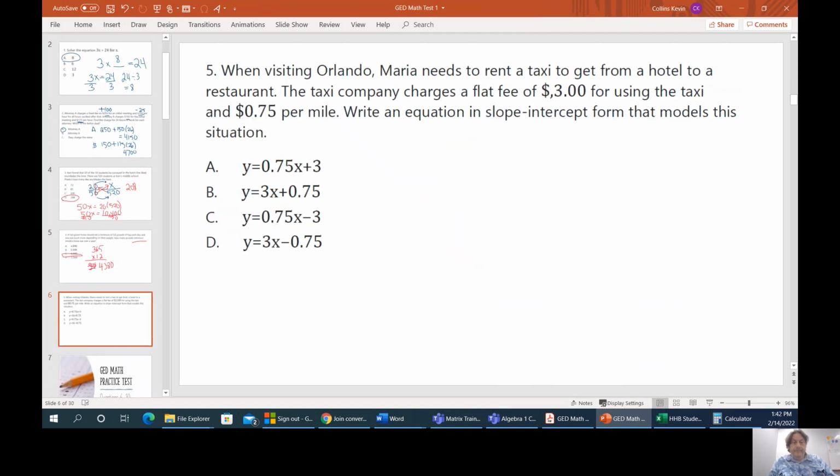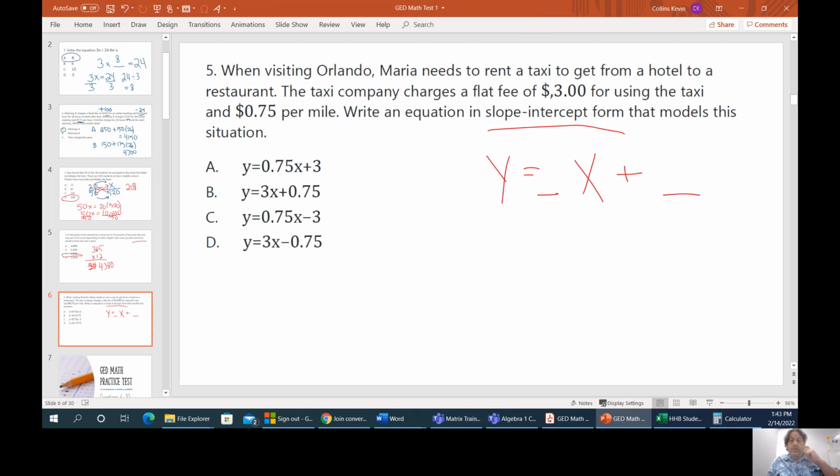All right, one more for today. So visiting Orlando, Maria needs to rent a taxi to get from a hotel to a restaurant. The taxi company charges a flat fee of $3 for using the taxi and 75 cents per mile. Again, probably a pretty cheap taxi. Okay, so it says write an equation in slope-intercept form. So slope-intercept form, when they say that, that's going to be y equals some number times x plus some other number.